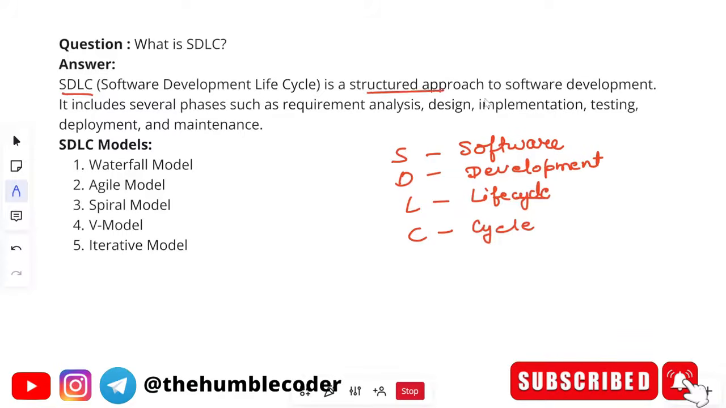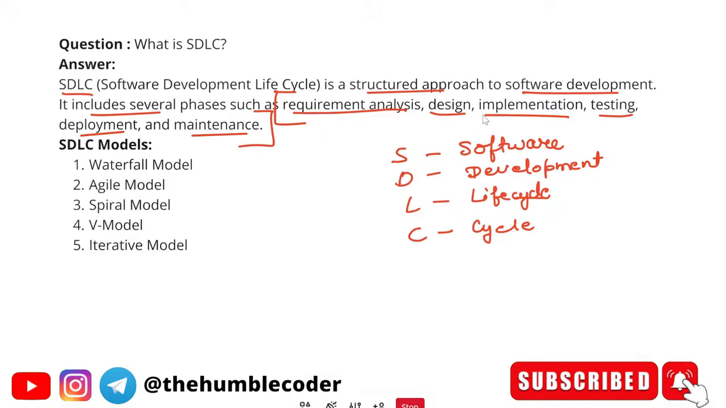SDLC is a structured approach to software development, and it includes several phases such as requirement analysis, design, implementation, testing, deployment, and maintenance. See, no one is going to ask you in detail, but you should also be aware of every phase. What is the requirement analysis phase, what happens in that, what happens in the design phase, what happens in the implementation phase. Basically, it is very easy. You just have to read it once and you will remember it easily.